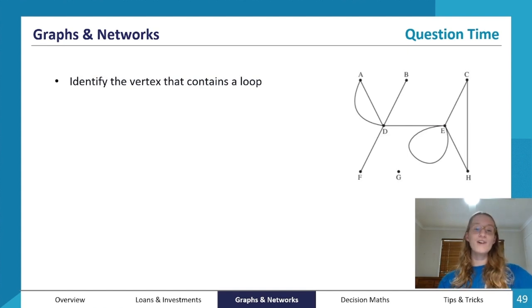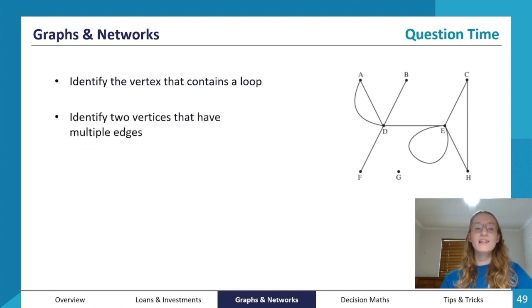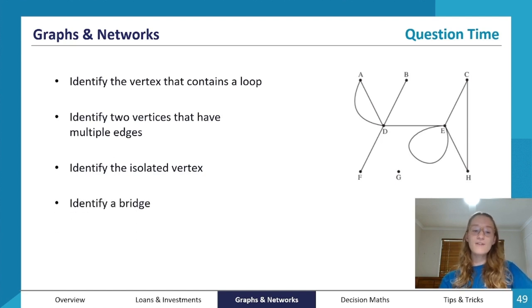So identify the vertex that contains a loop. Identify 2 vertices that have multiple edges. Identify the isolated vertex and identify a bridge. So the vertex that contains a loop, I'm sure you can see, would be E because the edge is connecting from E straight back to itself. Can you see 2 vertices that have multiple edges? Potentially you identified A and D because you can see there's 2 edges connecting those 2 vertices.